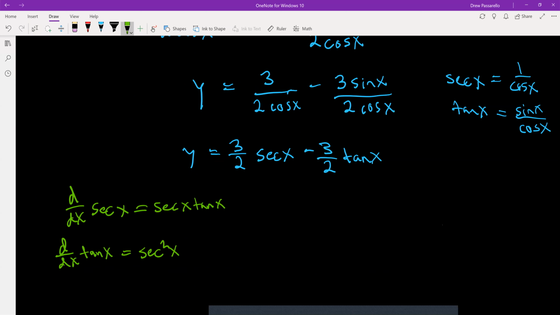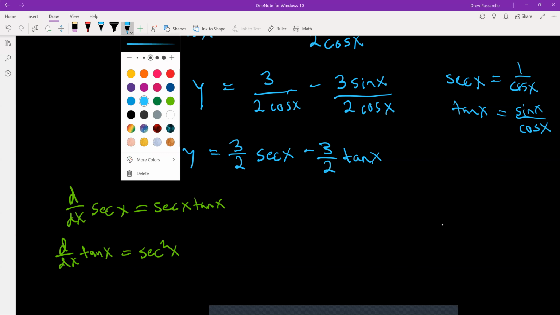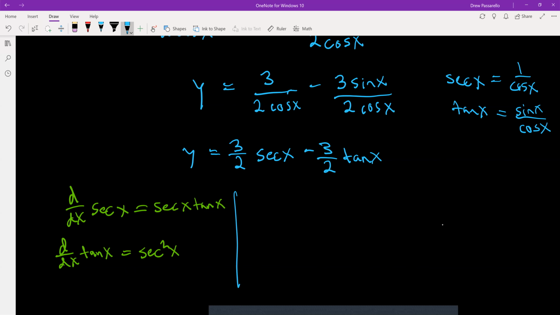All right, so when I take the derivative of y, y prime, that's going to equal 3/2 times the derivative of secant. Derivative of secant is secant tangent. So this will be secant x tangent x, and then minus 3/2. And then I take the derivative of tangent, and the derivative of tangent is secant squared.